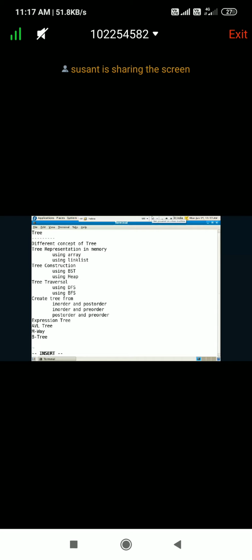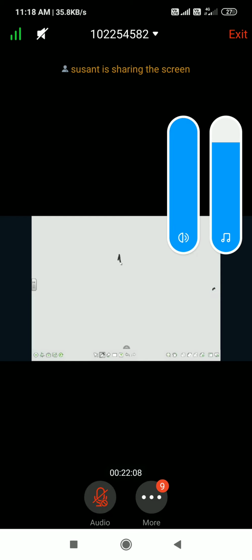Different concepts of a tree, which we learn. So, very important chapter: tree.